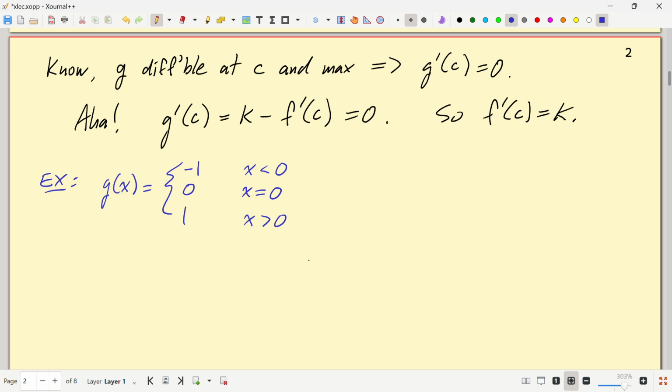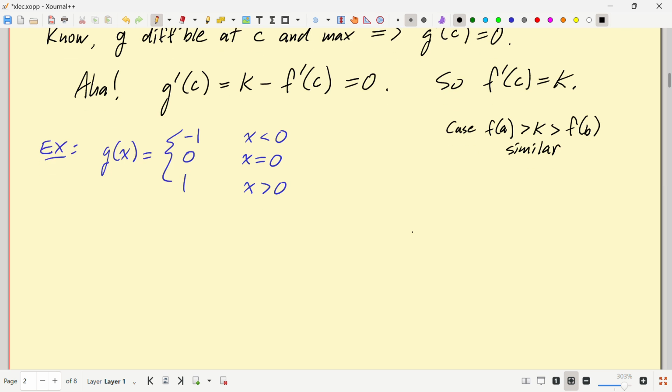Oh, by the way, I didn't finish this proof, really. The case f of a bigger than k, bigger than f of b is similar. You can probably guess that you take the function f of x minus kx in that case. Okay, so that's a jump discontinuity.